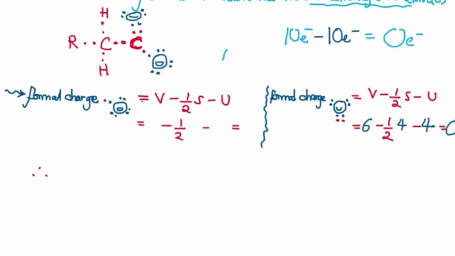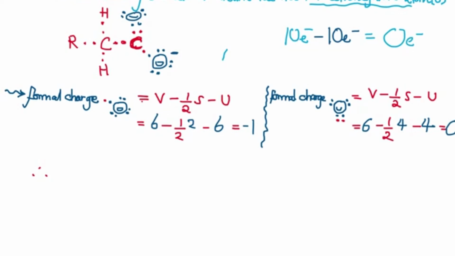However, for this other one right here, the smiley face at the bottom, we have 6 electrons, and then you minus half of the shared, which is just 2, and then the unshared, which is 6. So 6 minus 2 divided by 2 gives us 5, and 5 minus 6 gives us minus 1. So the charge on this oxygen here is negative. That is where it comes from.